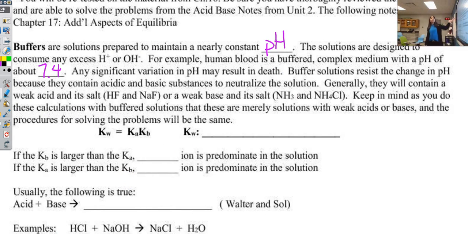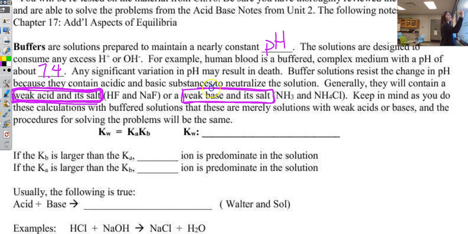So buffer solutions resist a change in pH because they have different parts, either an acid or a base, that they can kick out, and then it'll absorb either too much acid or too much base and just neutralize. Generally, they'll contain a weak acid and its salt. This is really important. I want you to box this in, highlight it: a weak acid and its salt, or, and I also want you to box this one in the same way, a weak base and its salt.